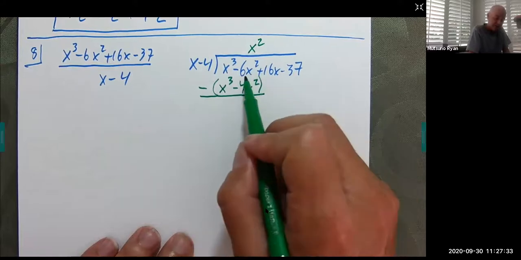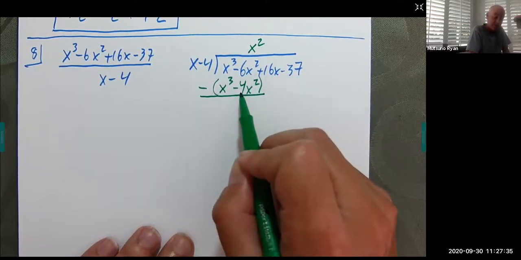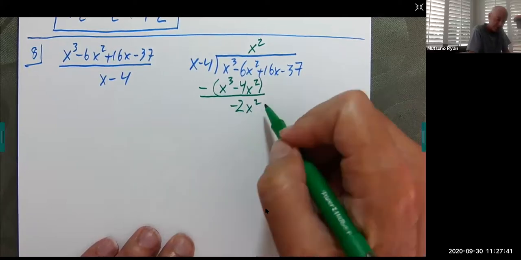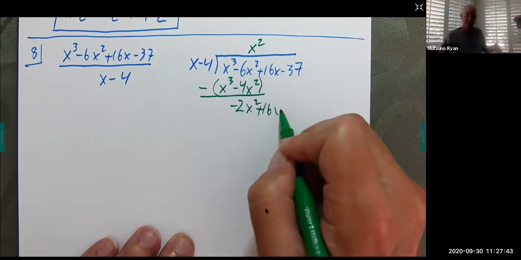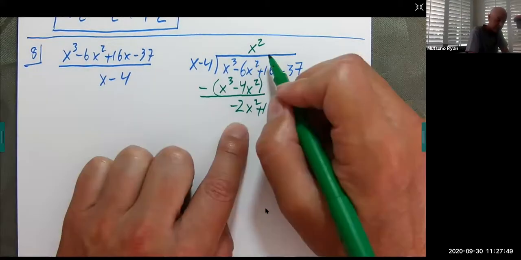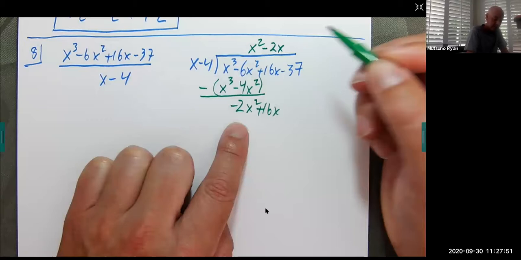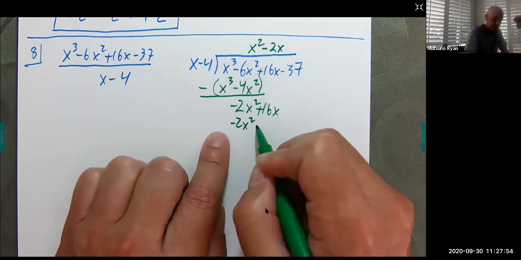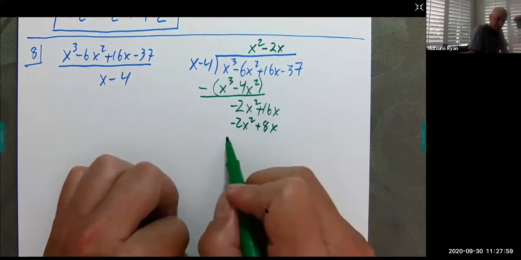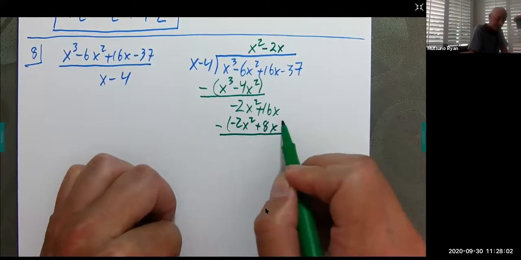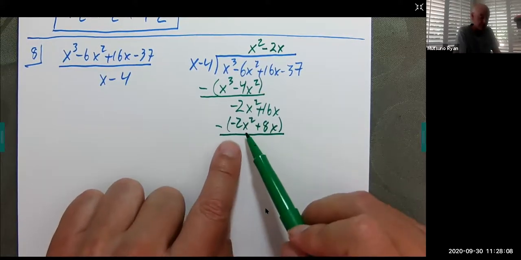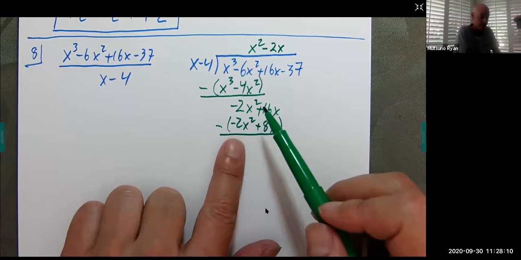Got to be really careful here. Negative 6x squared minus minus, that becomes plus 4x squared. So that gives me a negative 2x squared. Bring down the 16x. Start again. I need something times x to give me negative 2x squared. That's going to be minus 2x. Be careful, I'm distributing a negative, it'll change both signs. Once again, I'm subtracting, so negative 2x squared minus negative 2x squared, these go away, as they should every time.